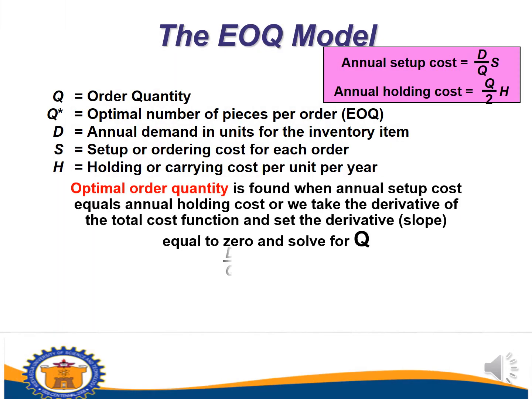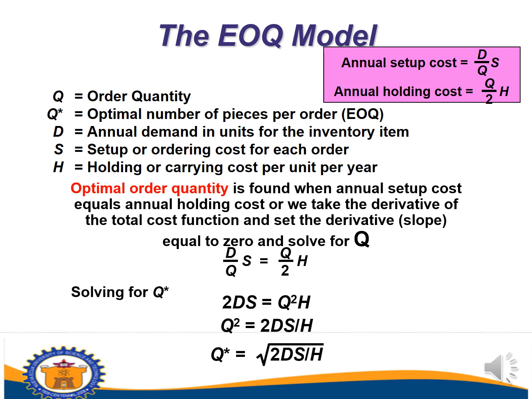Furthermore, the optimal order quantity, or EOQ, is found when annual setup cost equals annual holding cost, or when we take the derivative of the total cost function, set the derivative or slope equal to 0, and solve for Q. In solving for Q star, we have the formula: square root of 2 times D times S over H.